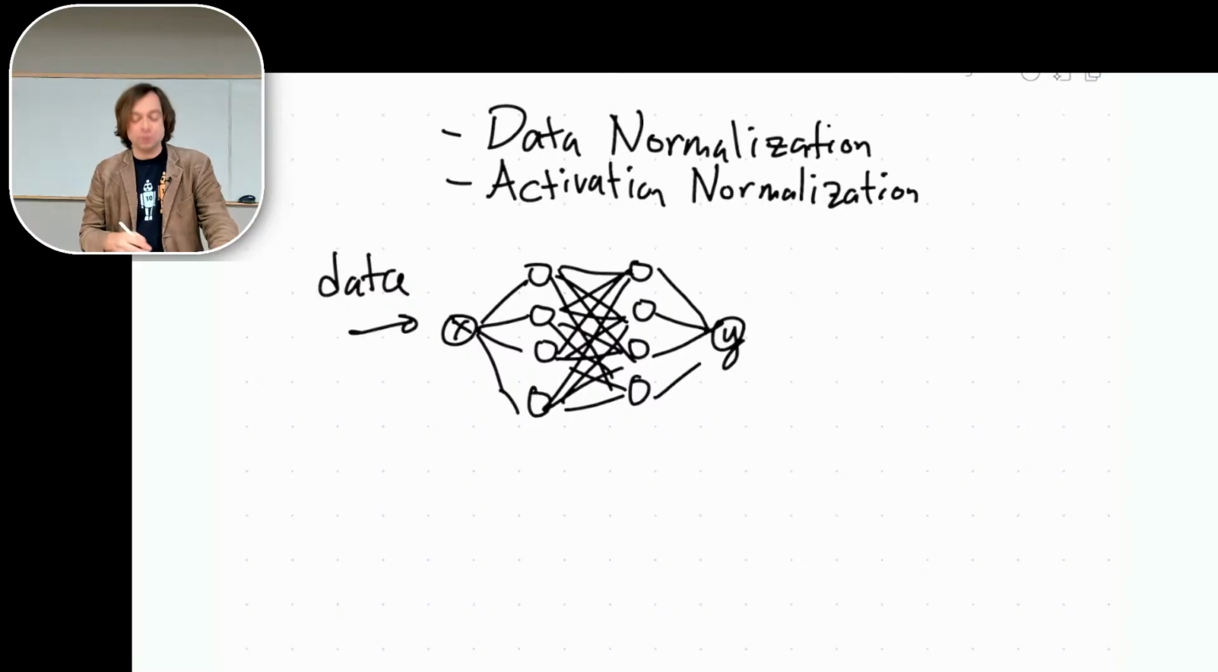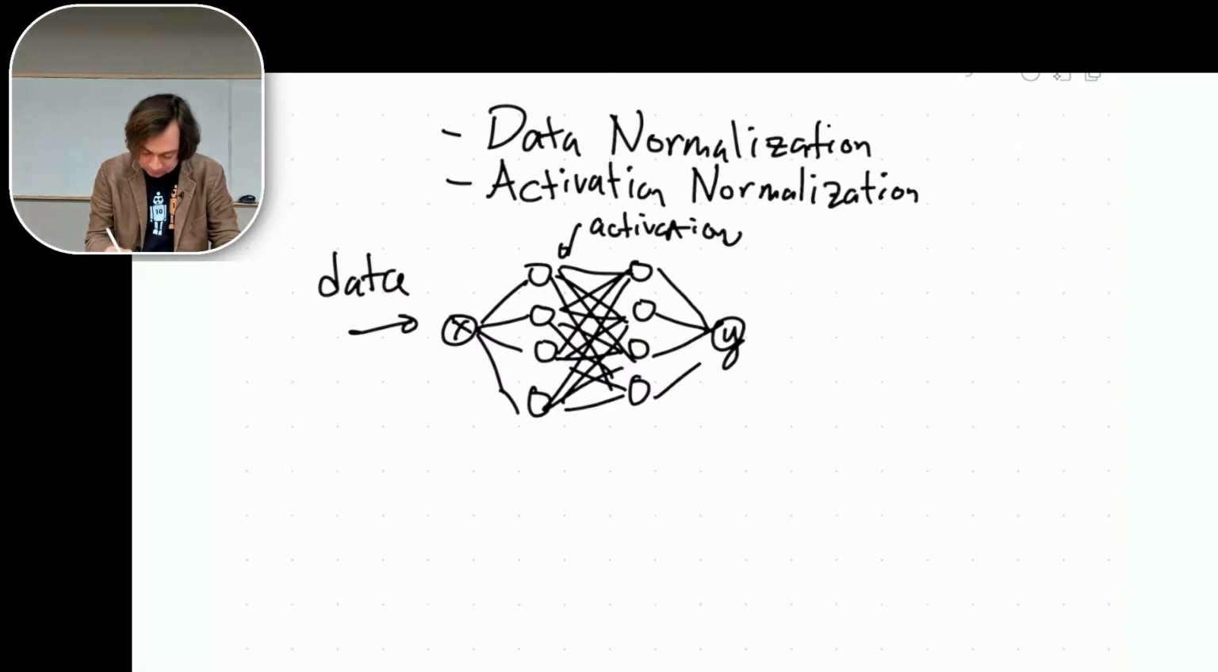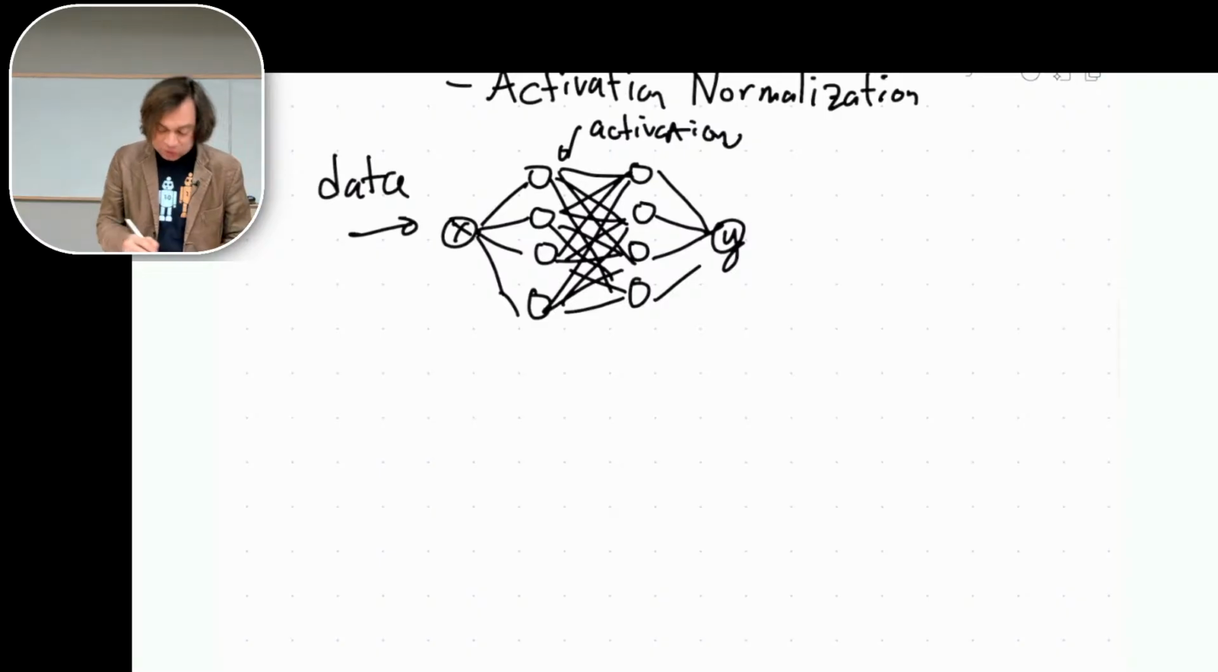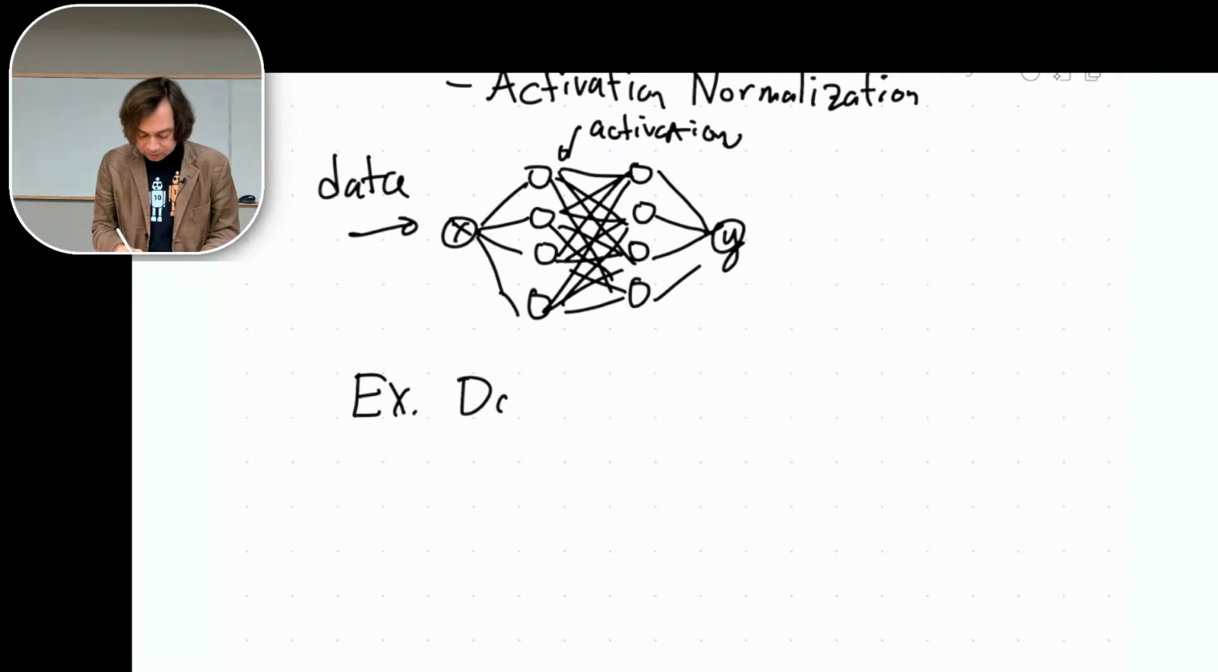So those are the two. Data normalization, I normalize the data. Activation normalization normalizes the activations. Okay? That makes sense? Anytime you have numbers, you don't want crazy ranges of numbers. That's simple. That's why we're starting with normalization and not regularization. Very simple. So with that, let's talk about an example of data normalization.